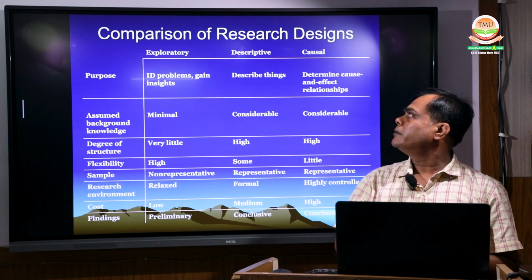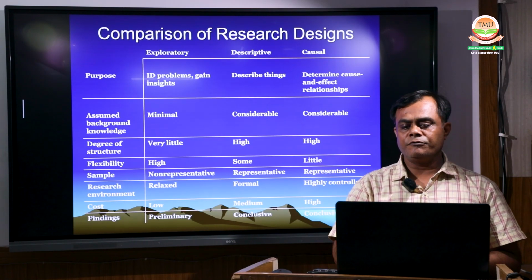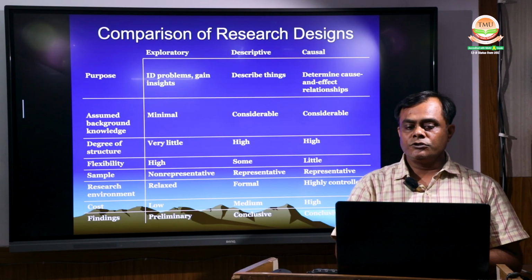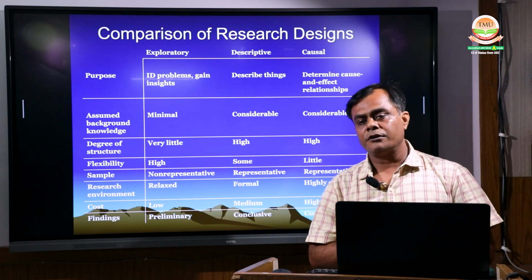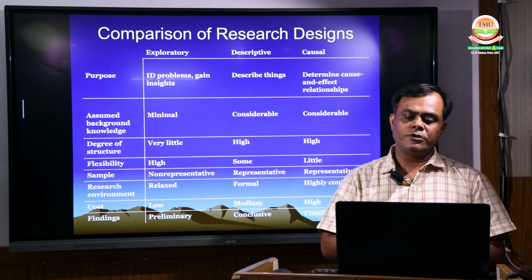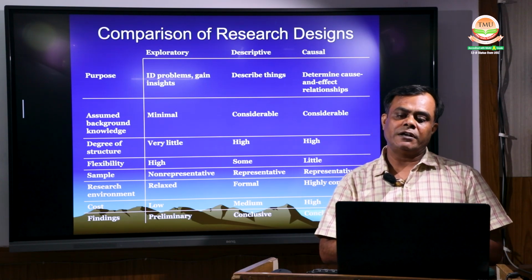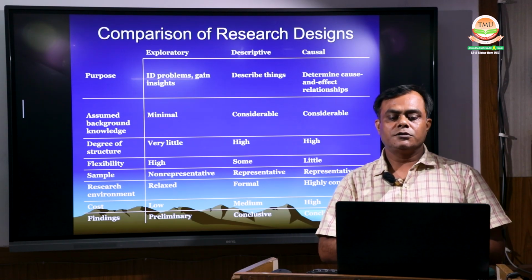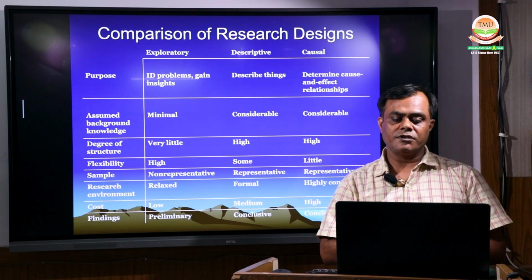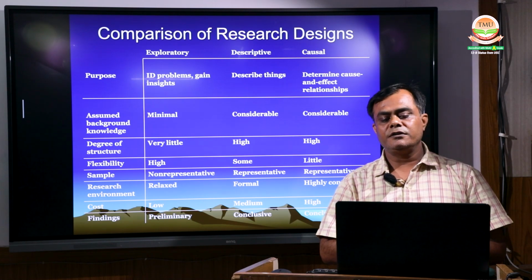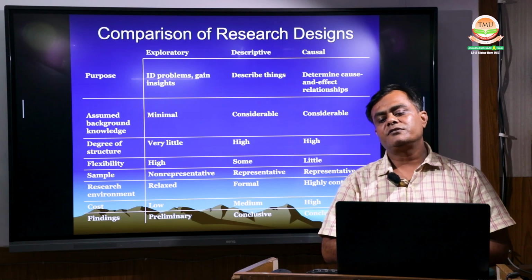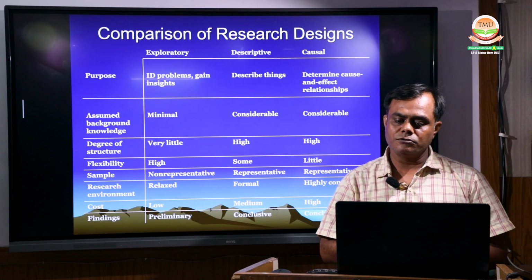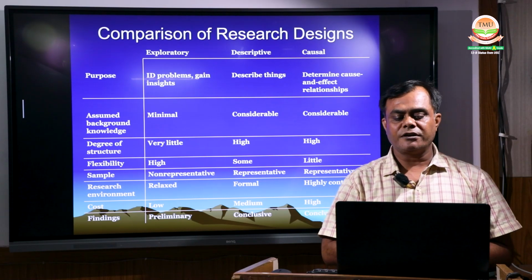Next slide is comparison of the research designs. We are comparing three significant research designs: one is exploratory, second is descriptive, and third is causal. On the basis of the purpose, exploratory research gains insight into the problem, descriptive describes things, and causal determines cause and effect relation.